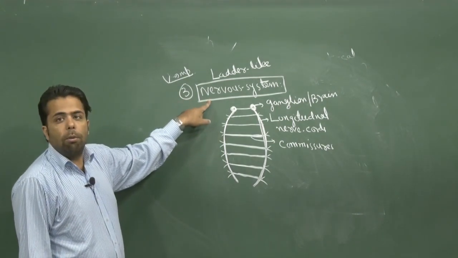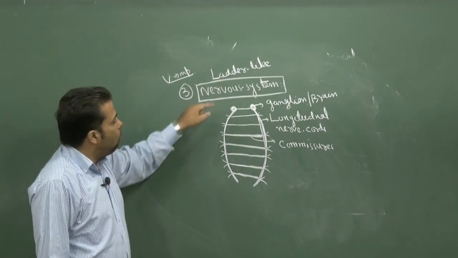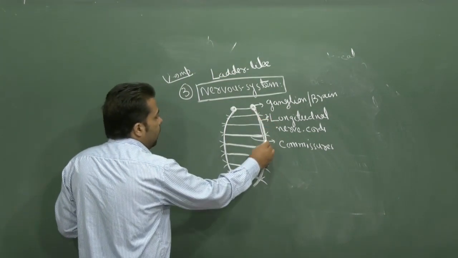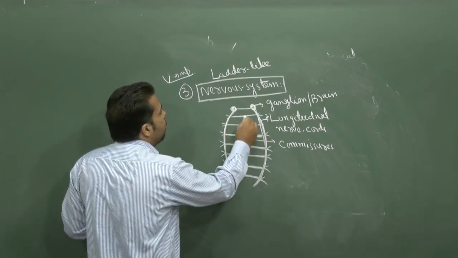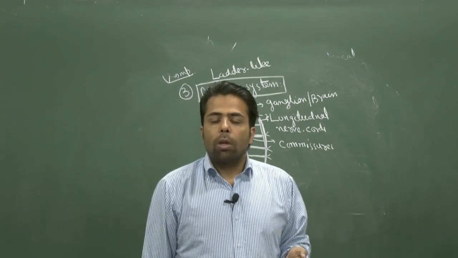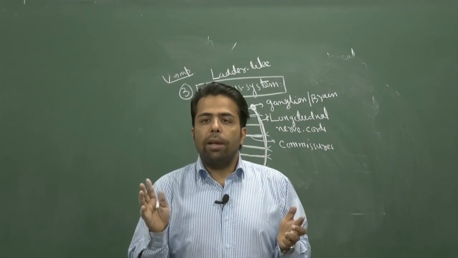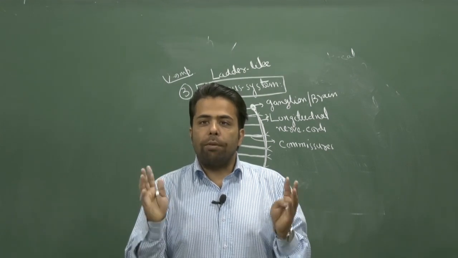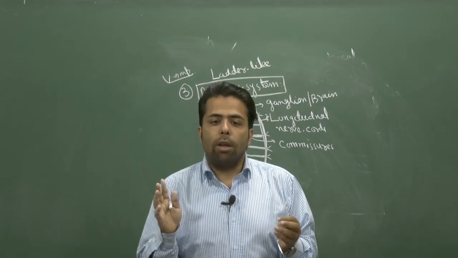What does the nervous system of platyhelminths look like? It looks like a ladder, ladder-like. What does it consist of? It consists of two longitudinal nerve cords joined by commissures at intervals, and it consists of ganglion. So we are discussing the nervous system of platyhelminths. It is ladder-like. It consists of two longitudinal nerves joined by commissures at intervals, and it consists of the brain or two cerebral ganglions.